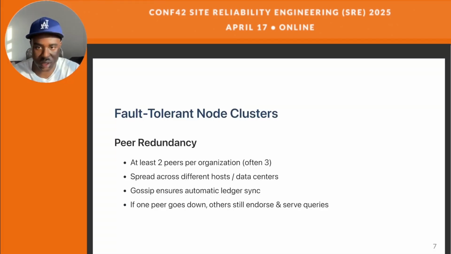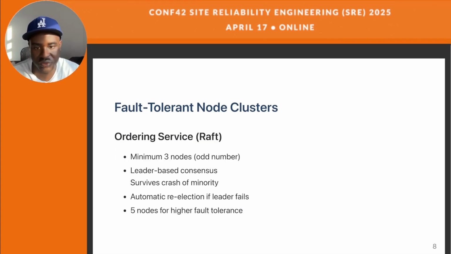In this section, we're going to talk about fault tolerance in node clusters, how you build for node-level fault tolerance. Like I said, in Fabric you have 2 types of nodes, the peers and the ordering service. Each org should have at least 2 or 3 peers. If one fails, the other ones can endorse transactions or serve queries. Gossip ensures that they keep a consistent ledger copy. For the ordering service, you typically run 3 to 5 orderers if you are using Raft for crash fault tolerance.